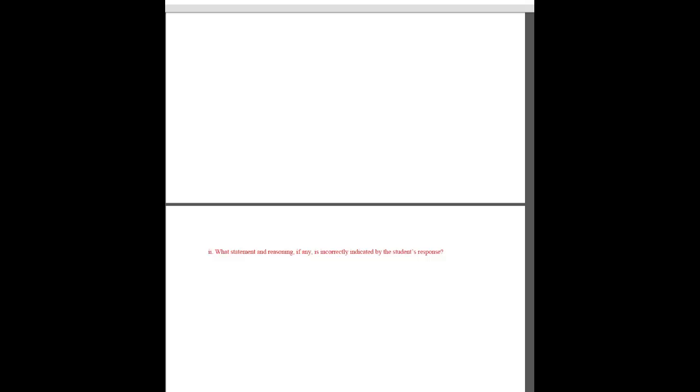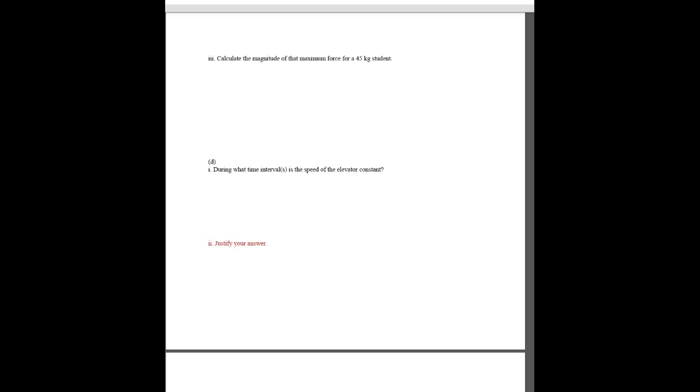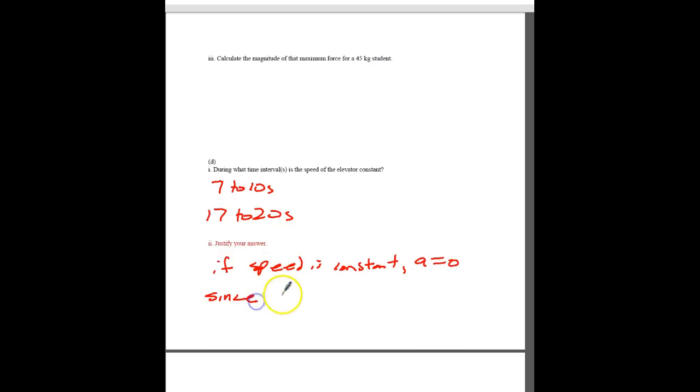Let's go ahead and go back to that part of the question and fill it in. And it says during what time intervals? And we said it would be from 7 to 10 seconds and from 17 to 20 seconds. So justify our answer. And here we can just say if speed is constant, then the acceleration is equal to 0. That's our evidence. And now we can say since the acceleration is equal to 0 at 7 to 10 and from 17 to 20 seconds, V has to be constant. And that is the end of that question.